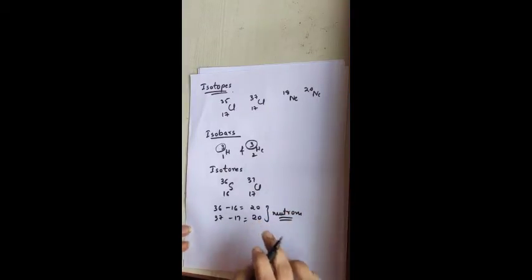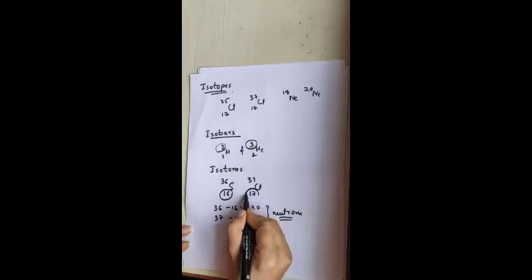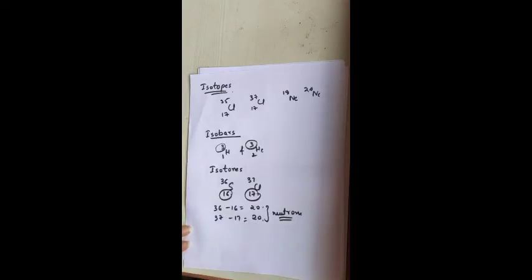So atoms having same neutron numbers but different proton number. Proton number is different, whereas the neutron number is same here. Such atoms are called isotones. So remember the definitions properly with examples.